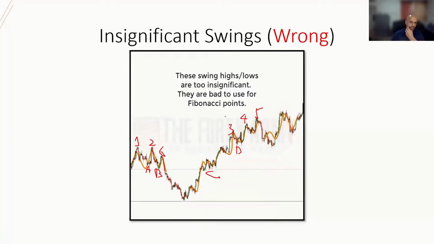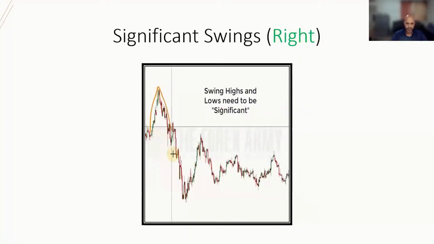So now that we've had an example of what insignificant swings are, let's move on and see how significant swings actually look, right? Here we have a GIF showing us examples of how to identify significant swing highs and significant swing lows. As you can see here, we need to look for significant swing highs and lows. So clearly we can see here, point number 1 is a significant swing high. Point number 2 here is a significant swing low.